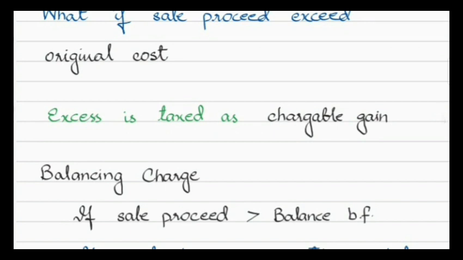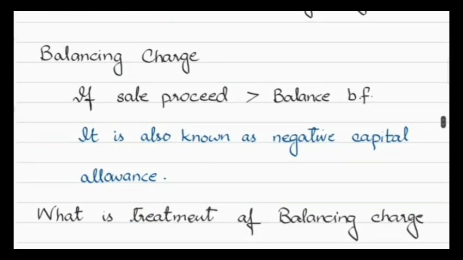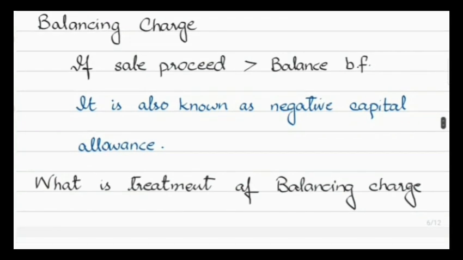Excess is said to be taxed in fact as chargeable gain. Now, what is balancing charge? In case of balancing charge, you have to compare the sale proceed with the balance brought forward, and if the sale proceed is greater than balance brought forward, it is known as negative capital allowance.